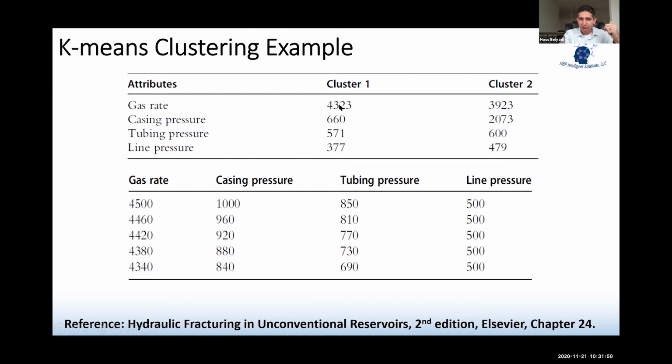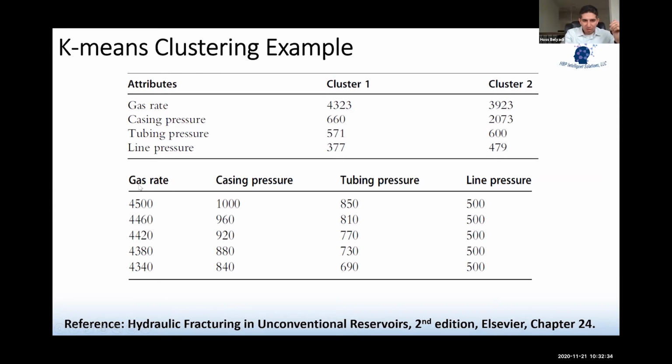So gas rate, cluster 1 is going to be 4323. Cluster 2 is going to be 3923. Casing pressure, cluster 1 is 660 and cluster 2 is 2073. Tubing pressure, 571, and then cluster 2 is 600. Line pressure is 377 and cluster 2 is 479. So these numbers that you see for cluster 1 and cluster 2 are the output of your final cluster centroids. These are the final cluster centroids for each feature.